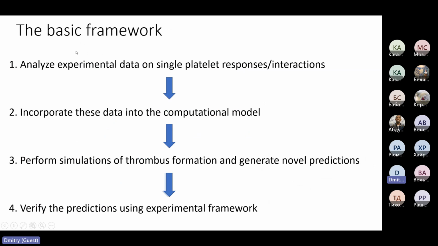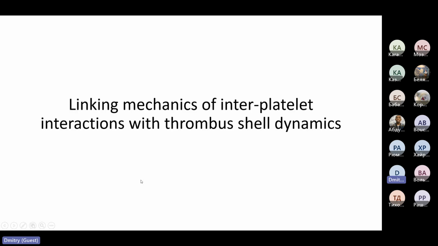So basically the framework of how we do it is like this. We first analyze some experimental data on single platelet responses or interactions. This can be our data or some published data. Then we incorporate this data into the computational model. Then we perform simulations and try to generate some novel predictions. And after that, if we're lucky, we or someone else can verify these predictions using experiments.